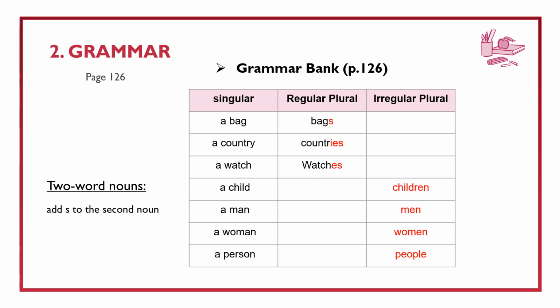And finally, if we have a two-word noun like ID card, we add s to the second noun, so then it changes to ID cards or credit cards.